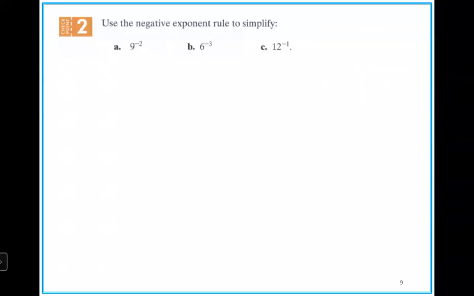And Miss Fernando, C? I have 1 over 12 to the first power, and then I have 1 over 12. Okay, so that should be 1 over 12 to the first power, which is equal to 1 over 12. Okay, thank you. All right, so that is your negative exponent rule.